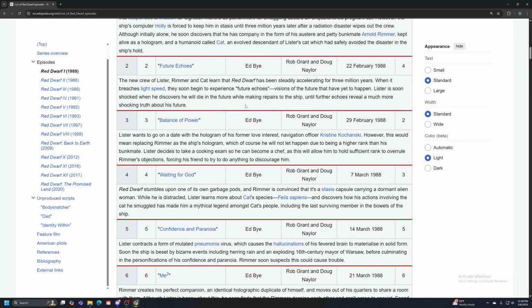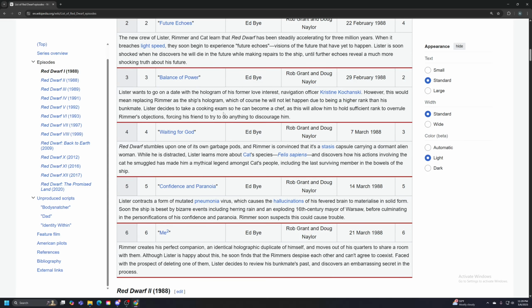The new crew of Lister, Rimmer, and Cat learn that Red Dwarf has been steadily accelerating for 3 million years. When it reaches light speed, they will soon begin to experience future echoes: visions of the future that have yet to happen. That is the definition of the future. Lister is soon shocked when he discovers he will die in the future while making repairs to the ship, till further echoes reveal a much more shocking truth about his future.